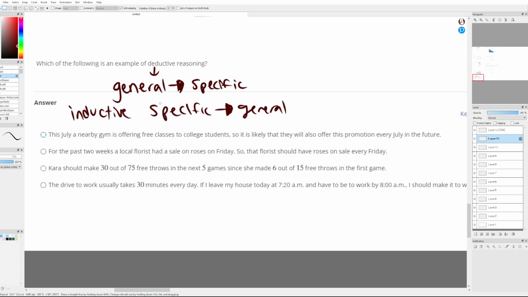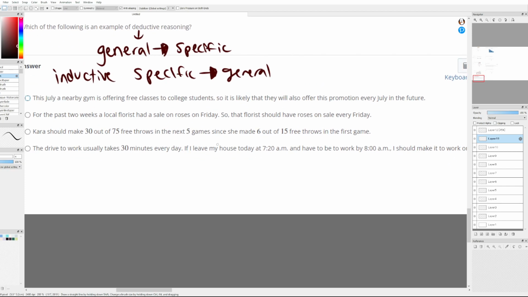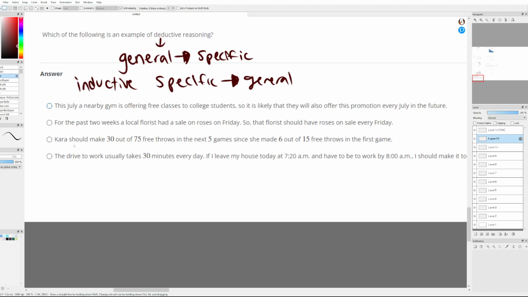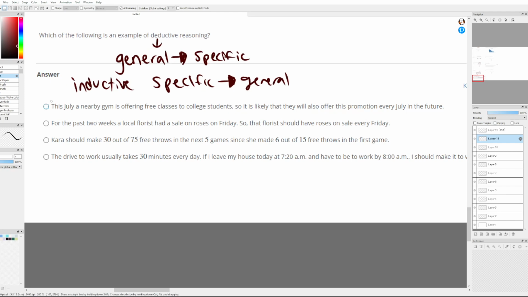So this question is asking for an example of deductive reasoning. Let's read these. This July, a nearby gym is offering free classes to college students, so it is likely that they will also offer this promotion every July in the future. This feels like inductive reasoning because we are taking a specific, this July they are offering free classes, and taking it to a general: every July they will offer free classes. This would be inductive. This is not what we want.